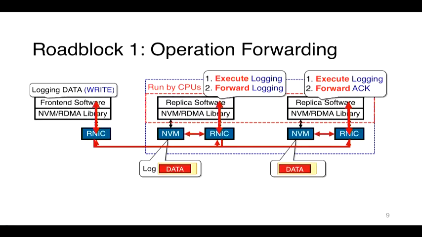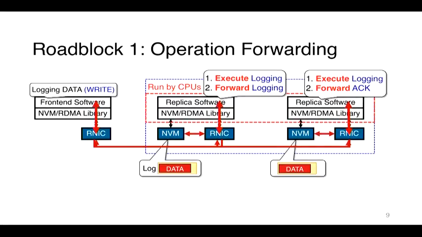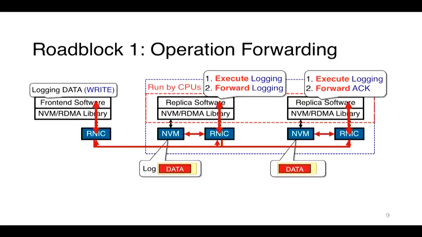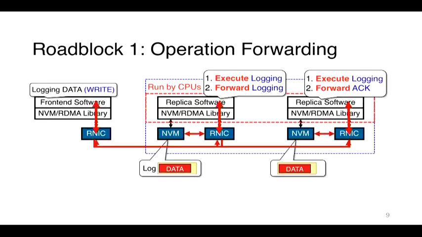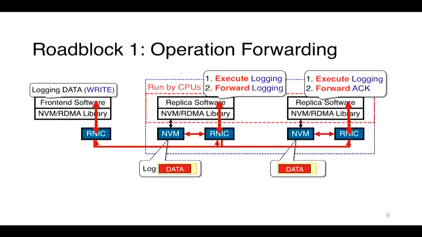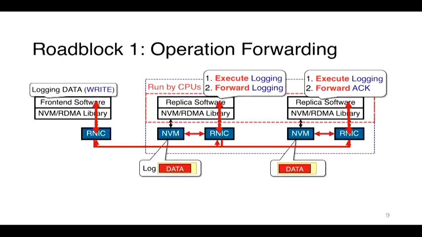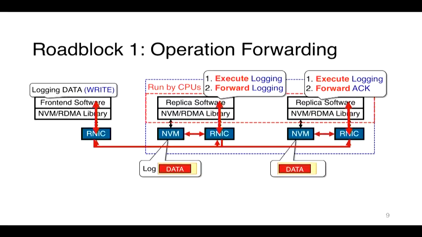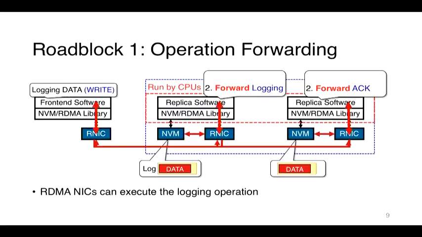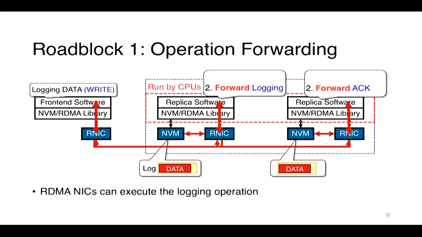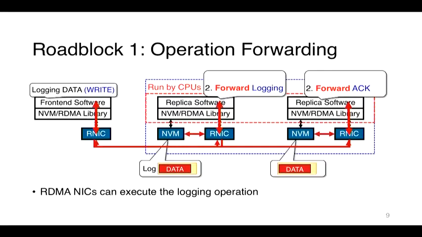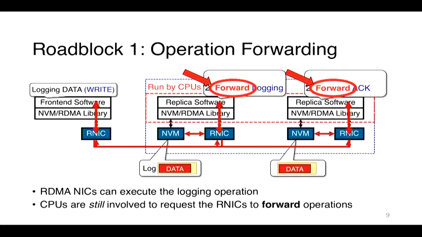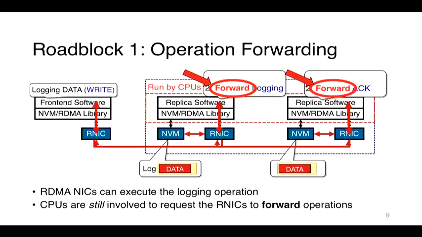The first challenge is that replica CPUs are still involved to forward the operations to a group of replicas. Let me bring back the logging example to explain this. Here, the logging operation can be replaced with RDMA write, since what logging does is writing data to the log region in the memory. So, the NIC on the replica can execute the logging operation on behalf of the replica CPU. However, replica CPUs still need to be involved to forward the operation.